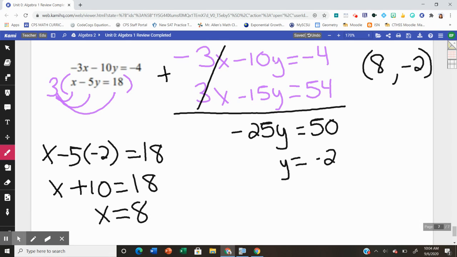All right, so we went over today's solving equations using a variety of different methods, as well as solving systems of equations. Thank you for watching.